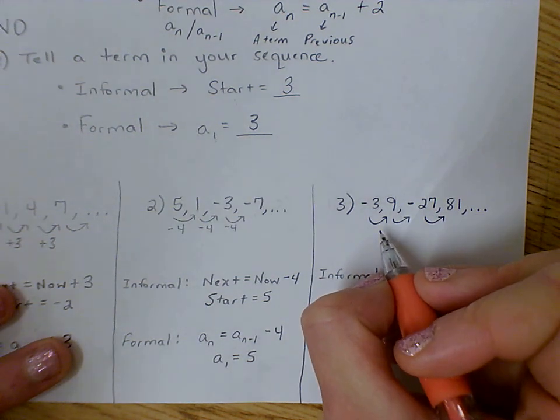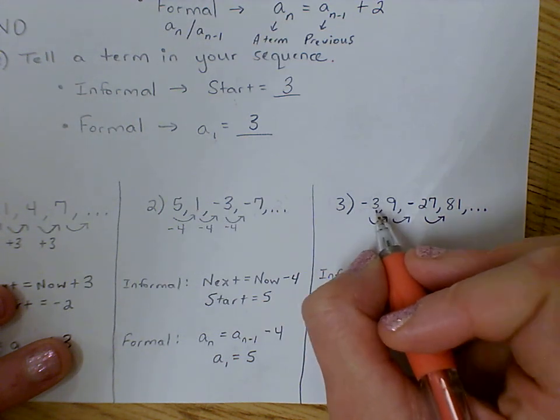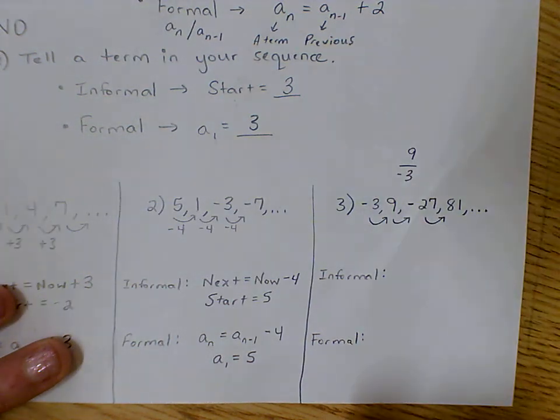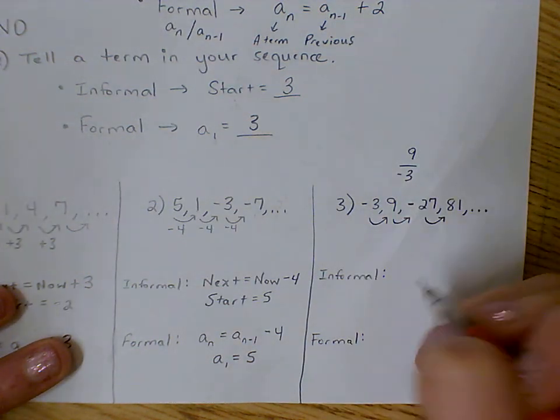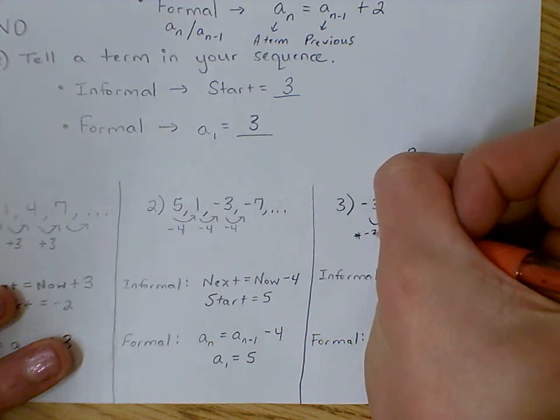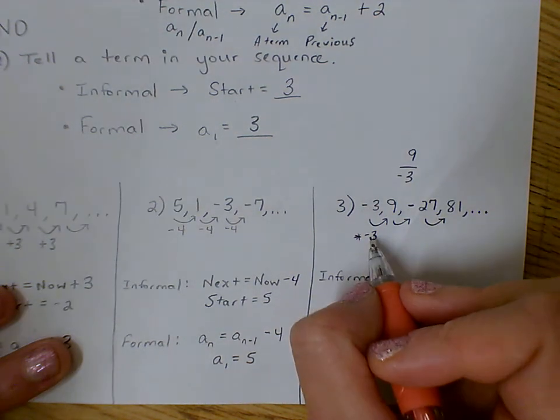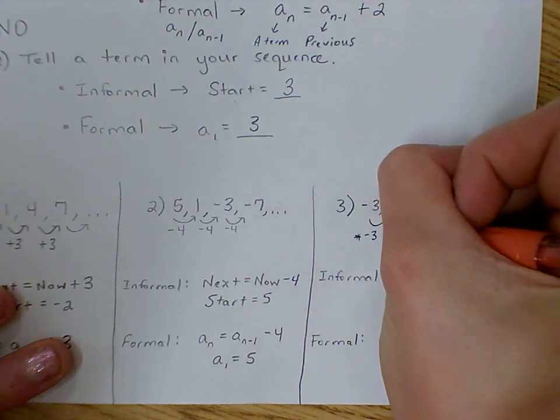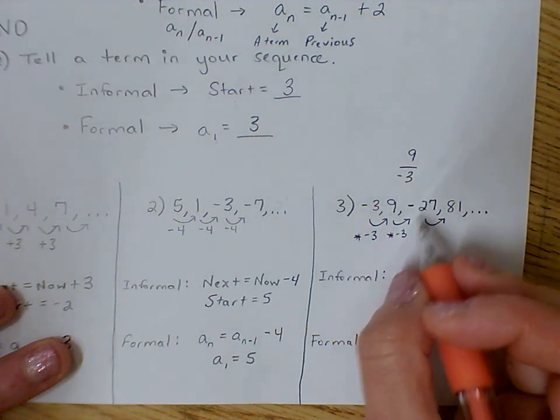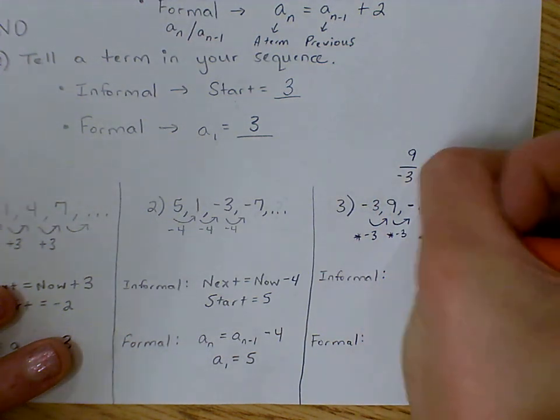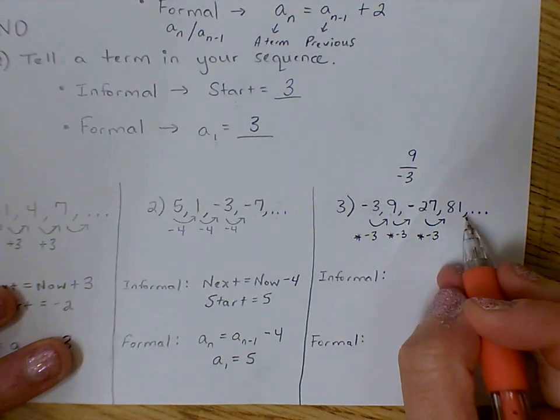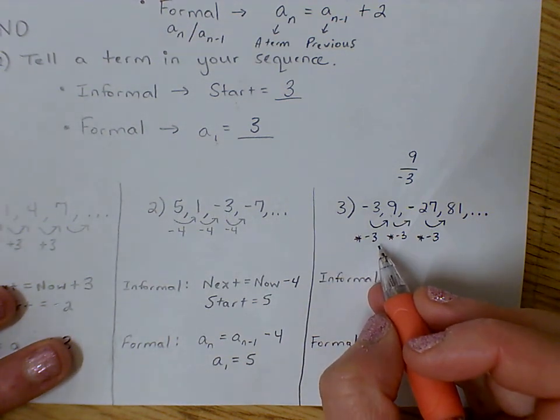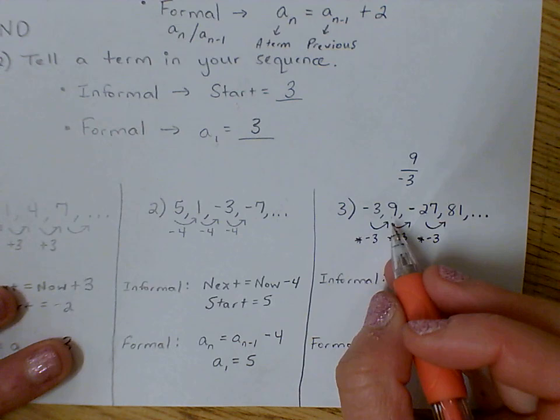Or if you think you're multiplying by a number, remember I told you the trick here would be you could take one of the terms and divide by the one right before it. And notice when I do that, I get negative 3. So let's check to see if I'm multiplying by negative 3. Well, if I take negative 3 times negative 3, do I get 9? Yep. And if I do it again, if I take 9 times negative 3, do I get negative 27? Yep. And then I could check this last one, and that will work too. So my pattern would mean that I'm multiplying by negative 3. So that would actually make this a geometric sequence, okay?